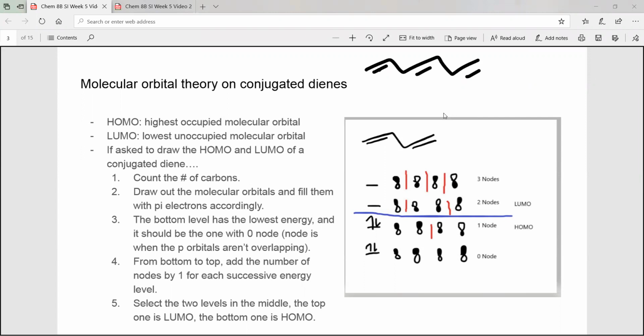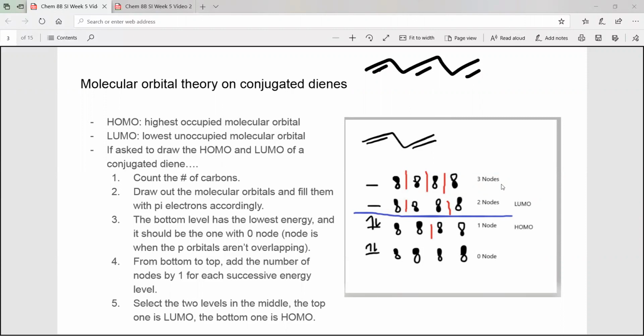If we were to draw the HOMO and LUMO of a conjugated diene, we first count the number of carbons. Then we draw out these molecular orbitals and fill them with pi electrons accordingly, with the bottom level having the lowest energy. Thus, it should be the one with zero nodes. A node is when p orbitals aren't overlapping, like here, and that increases energy. From bottom to top, add the number of nodes by 1 for each successive energy level.